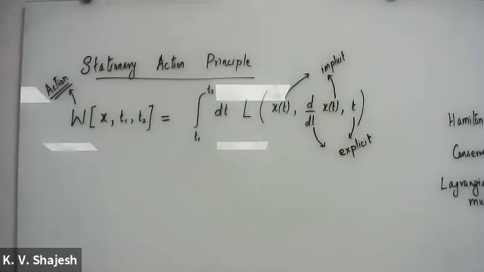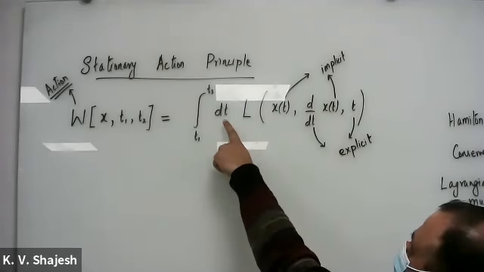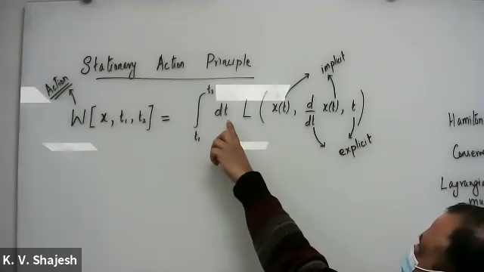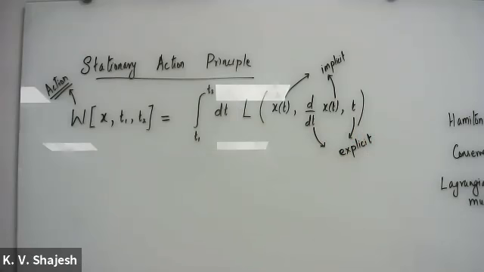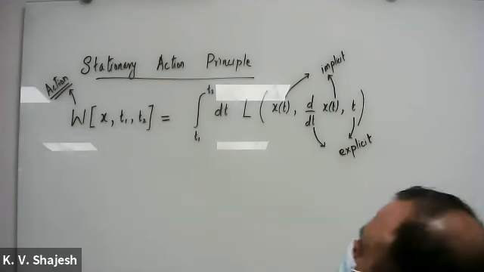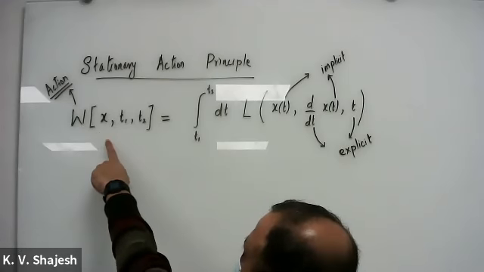Which means that whenever I make some variation, especially this is a dummy variable t, that is the explicit variations that comes in. So that plays a role in the discussion that we are going to have very soon. So that differentiation is important.